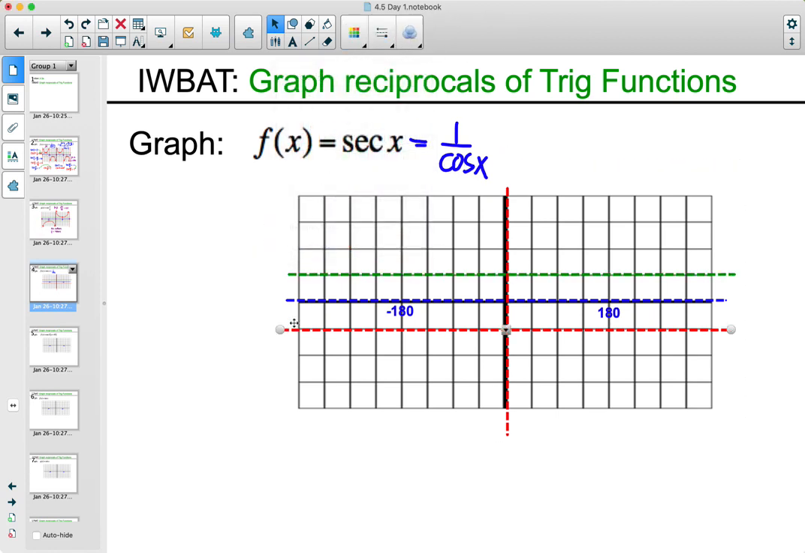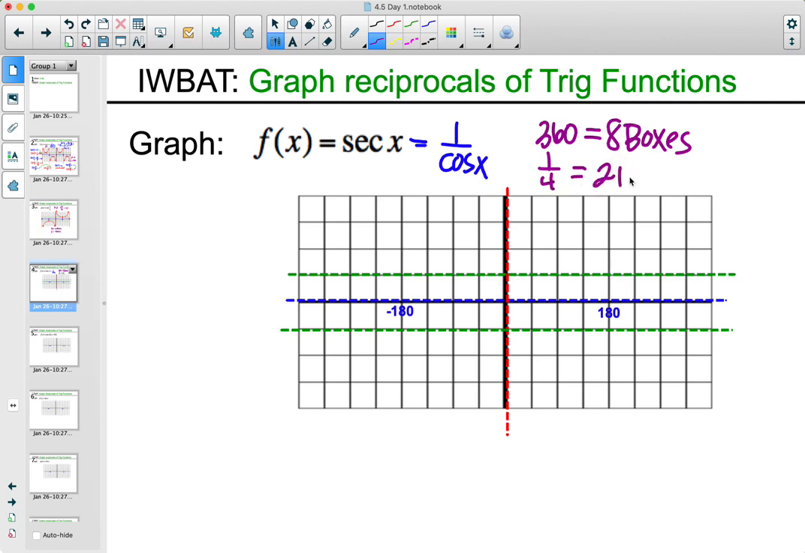So now what you're going to do for this one, since secant is 1 over cosine, you are going to graph the cosine function. So you're going to deal with the period of the cosine function as 2 pi. Well, not 2 pi since we're doing degrees, so 360 degrees. On here, 360 degrees is 8 boxes. So 1/4 of that is going to be 2 boxes. So every 2 boxes, we're going to be hitting a min, middle, or a max, starting at the phase shift.